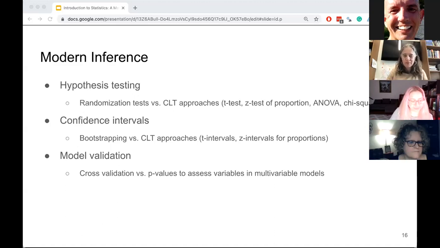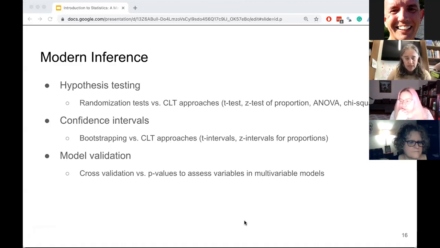Great. Okay, so I'm going to talk about three different aspects of what we think of as this inference umbrella, where we have a sample of data and we'd like to say something about a population. The three pieces here are hypothesis testing, confidence intervals, and model validation.